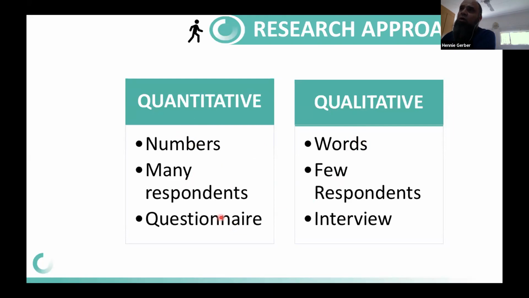Then quantitative, you have a questionnaire as your research instrument. There's other ways in quantitative also. I just talk about a questionnaire. And correspondingly with the qualitative, there's an interview. There's other things also in qualitative. But this is just the main difference between the two approaches.